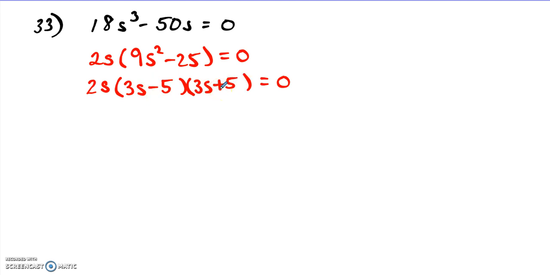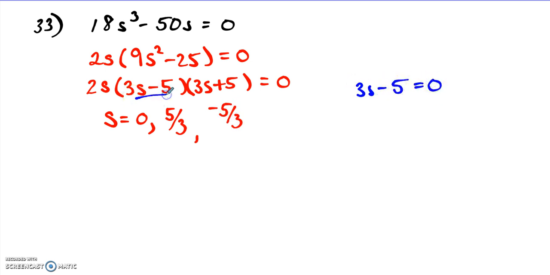I don't have any more squared terms, so I can go ahead and solve for my zeros. So right here, we're just going to have 0. And then 3s minus 5 is going to turn into 5/3. This one will turn into negative 5/3. And for those of you that are still trying to figure out how to do that, we just take the 0 and we do our adding or subtracting first. So add 5 and then divide by 3. So s will be equal to 5/3. And that's how we did the other one as well.